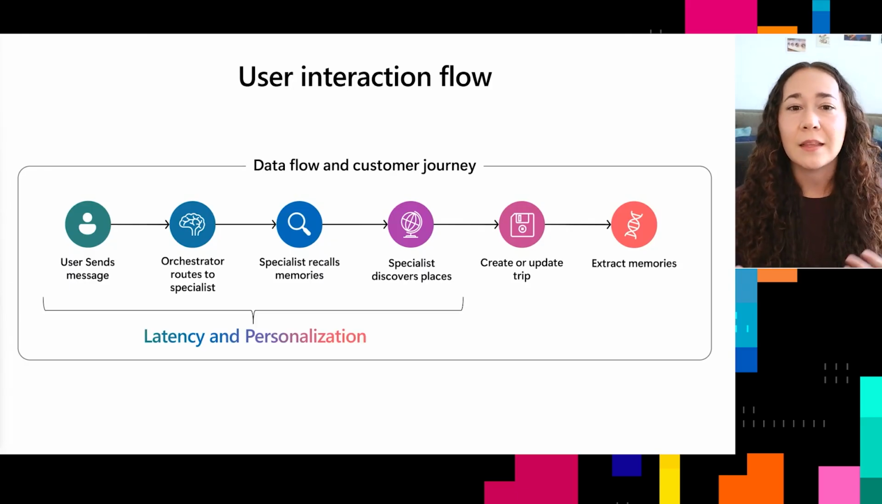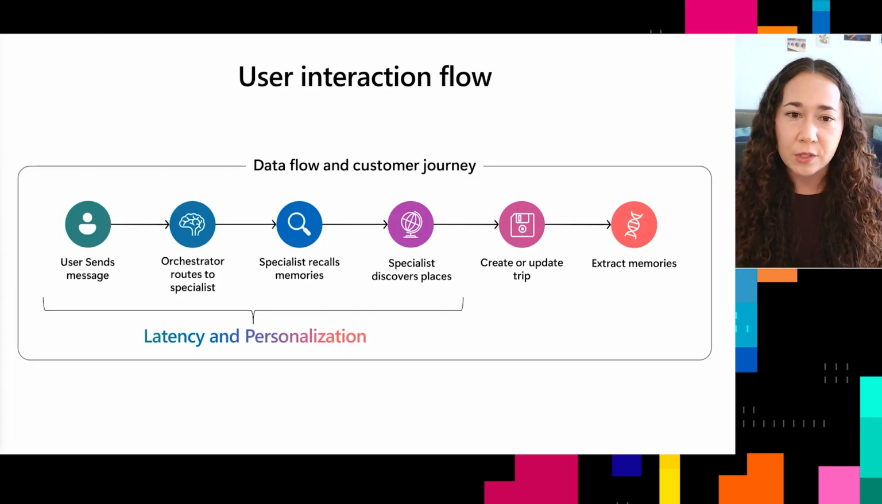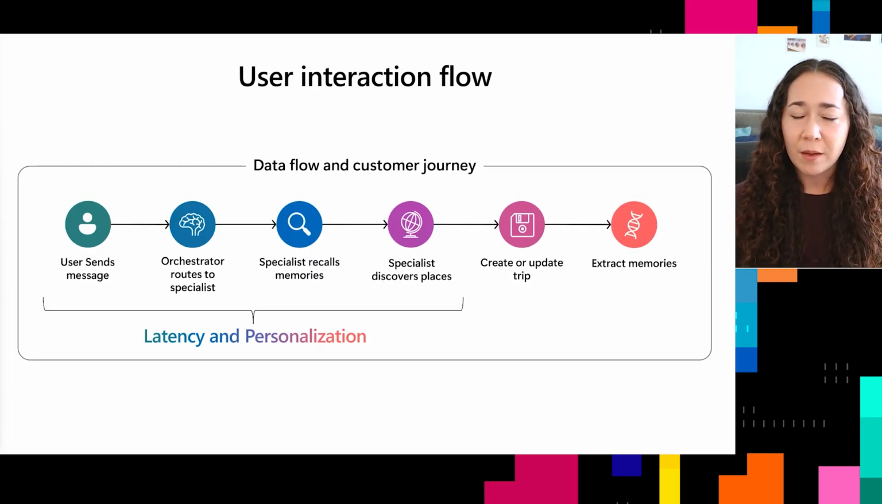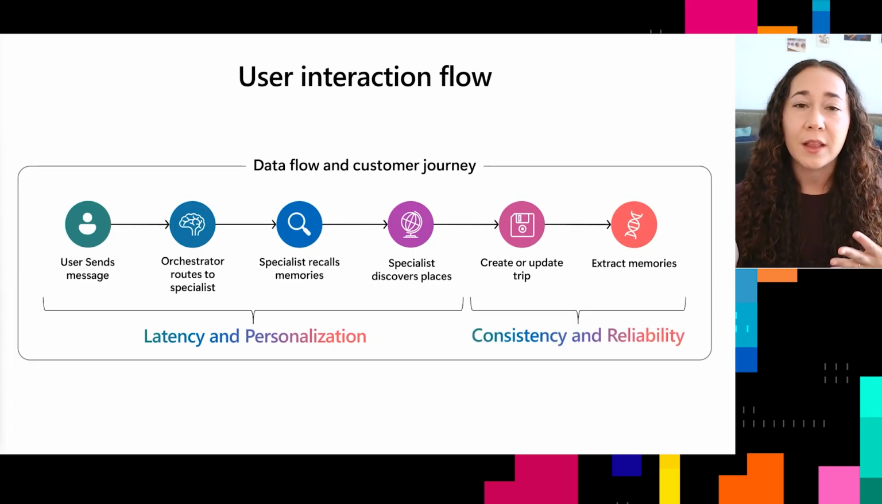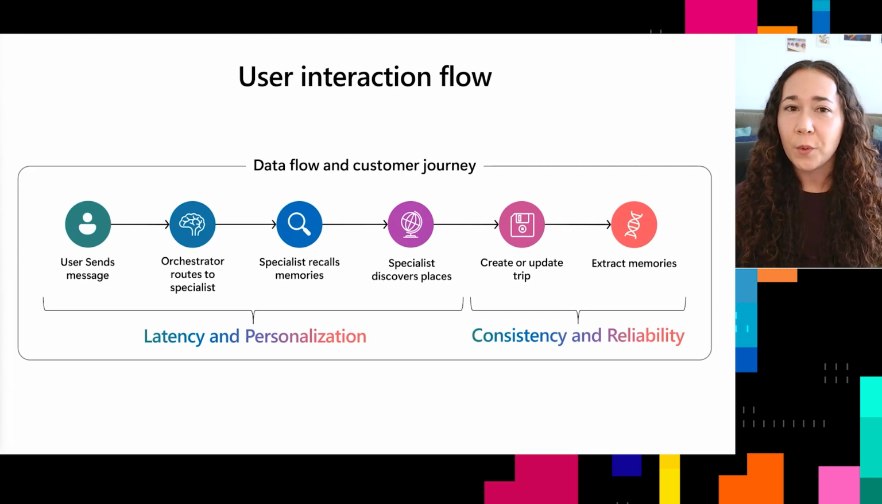In the beginning, latency and personalization are the most important. We want to make sure the agent remembers key things about our users and that the responses are very fast. Otherwise, the user may become frustrated and they may go to one of our competitor travel sites. Whereas in the back half, consistency and reliability become more important. We don't want to accidentally double book a trip or forget something that we already talked about.